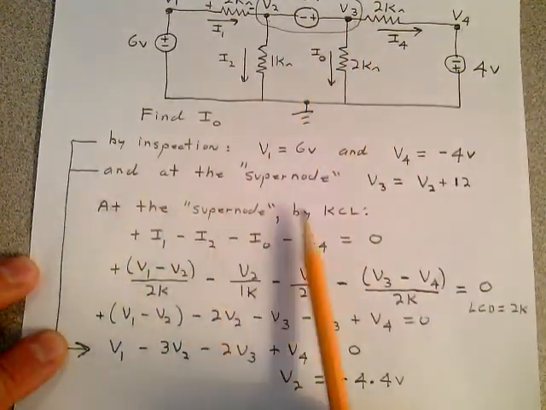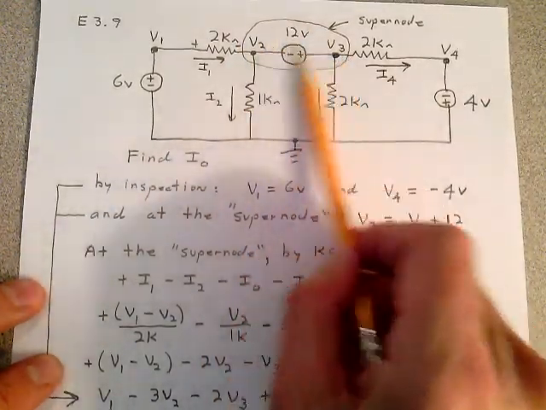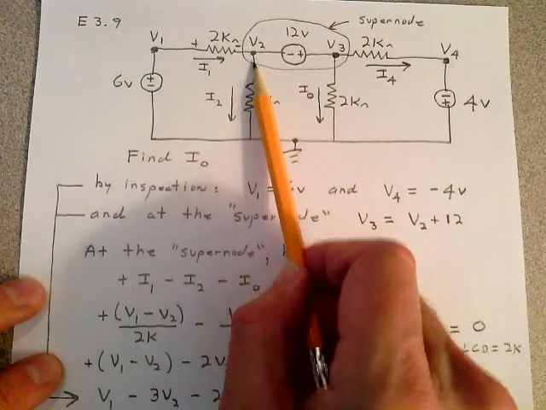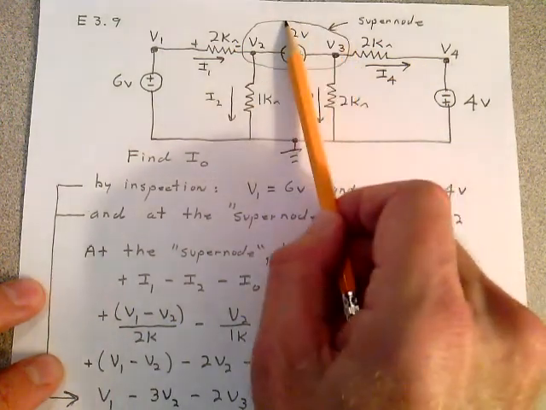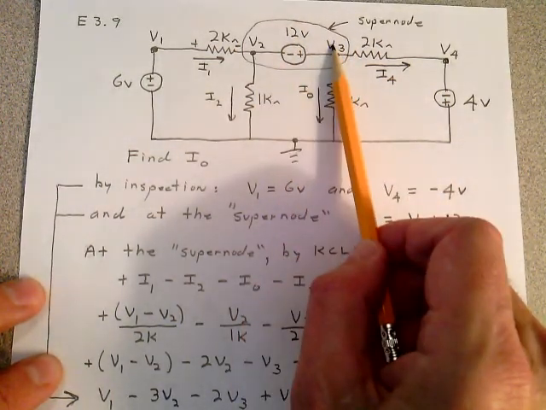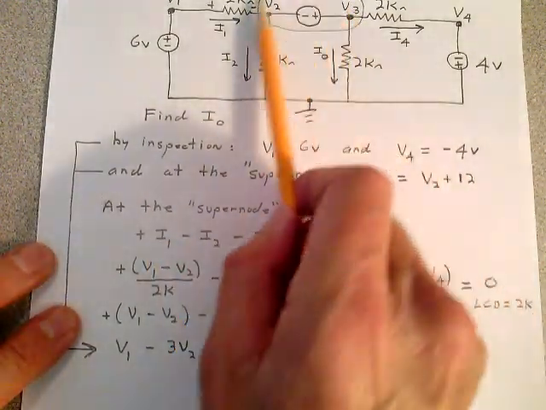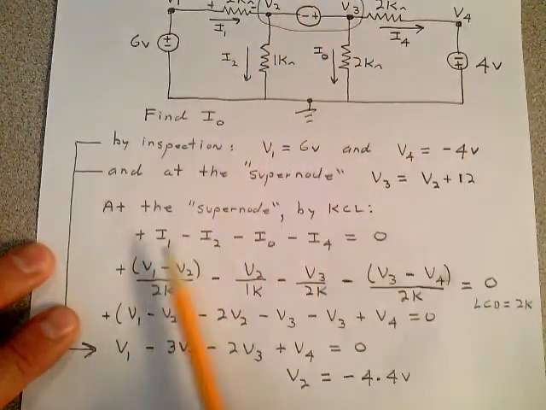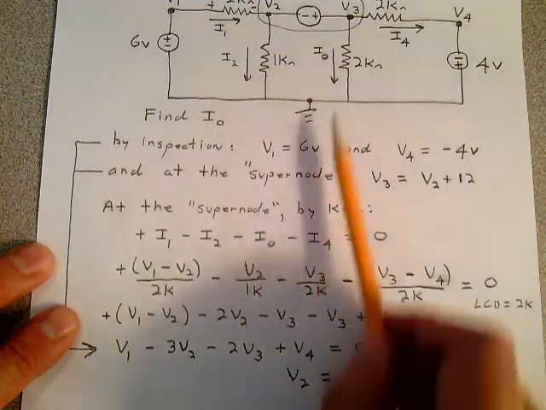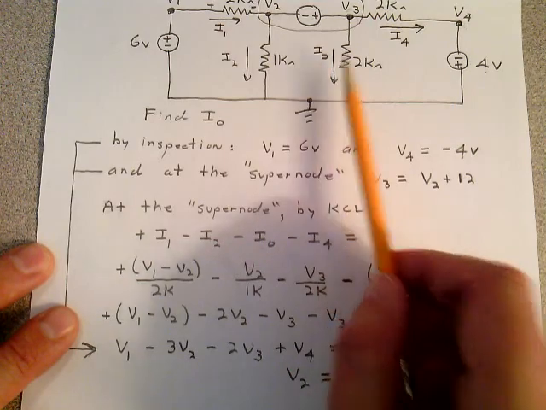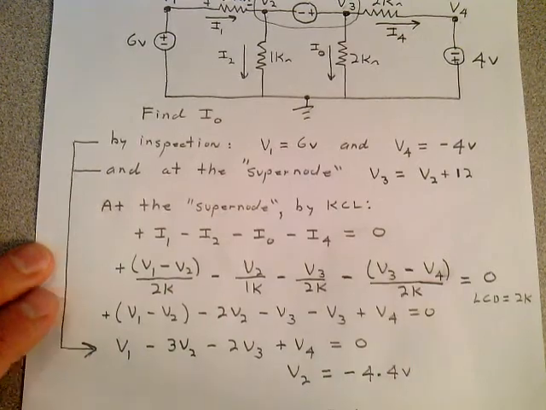And now, at the supernode, all you do is circle this node and just treat it as a big gray cloud. We have a current coming in, and we have a current going out, and another going out, and another going out. That's just one big node. Forget about what's inside it. So at the supernode, by Kirchhoff's current law, you look up here, and notice you have a plus I1 coming in, a minus I2 coming out, a minus I0 coming out, the author gave you that, and a minus I4 coming out, equals 0.